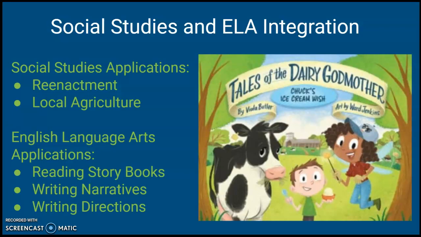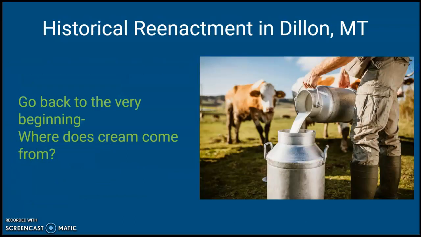So to integrate our social studies and ELA standards into one lesson, in social studies, we're going to try and apply reenactment as well as local agriculture. And then in ELA, we're going to work on reading storybooks, or depending on your grade level, you can do primary sources, different types of writing. And then we're also going to work on writing narratives and writing directions. For example, if you wanted your kiddos to start writing directions from beginning to end, you can have them write how to make butter in a jar.